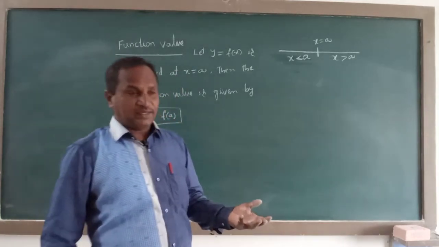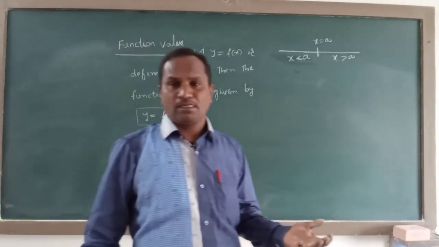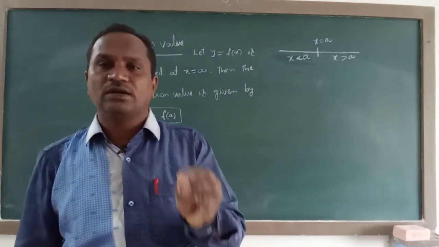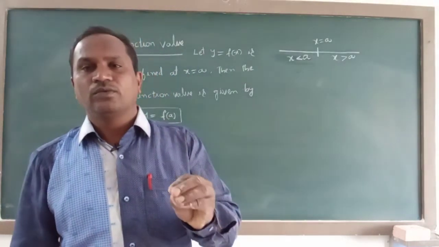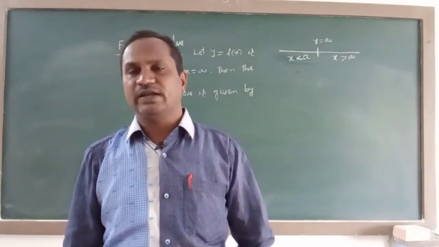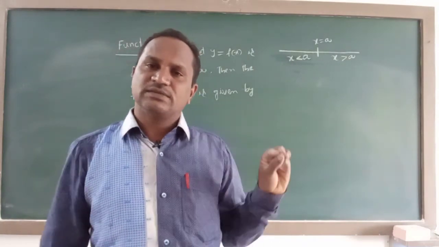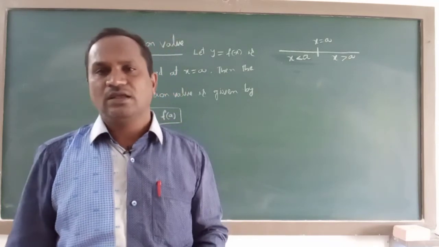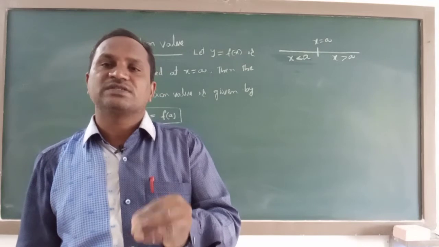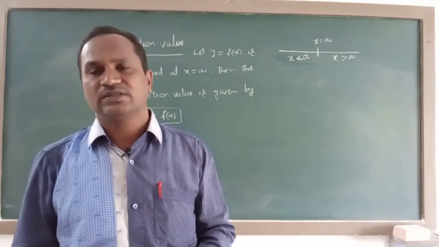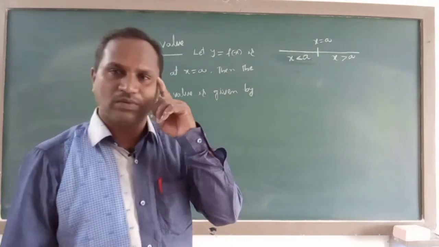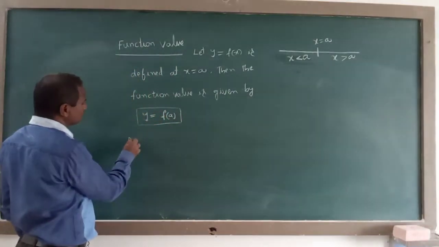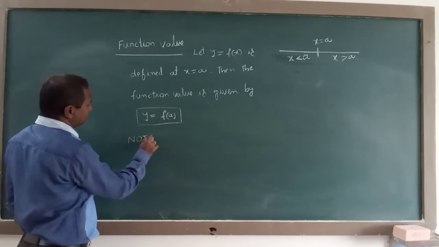Or we can take f of a as the value given in the problem corresponding to the is equal symbol. We are going to consider that as the function value. Corresponding to the less than symbol means LHL, corresponding to greater than means RHL, and exactly corresponding to the is equal symbol means function value. There will be three values in the given problem, and for that I am writing a note here.